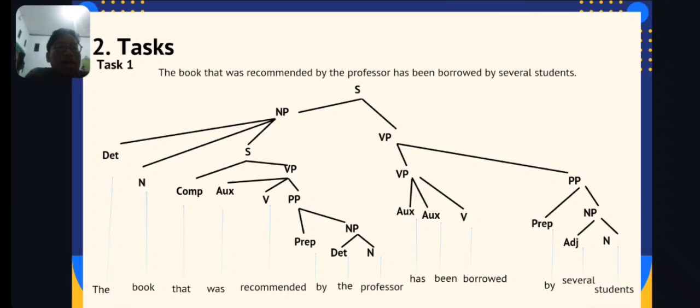From the other part, it has been borrowed by several students. The aux there is has been. The verb is borrowed. By is the preposition. The adjective there is several, and the noun there is students.